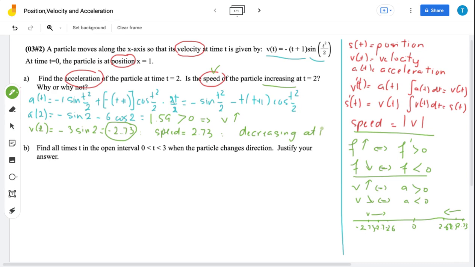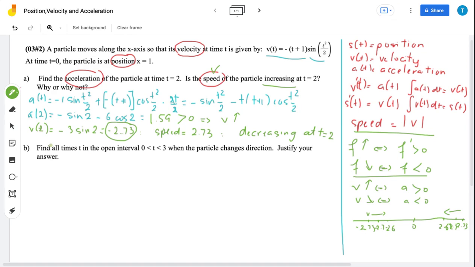At t equals 2. So that's a tricky part of this question. This is very tricky because they ask you whether the speed increases or decreases, but they didn't ask about velocity. So be careful of this trick. So far so good. All right.